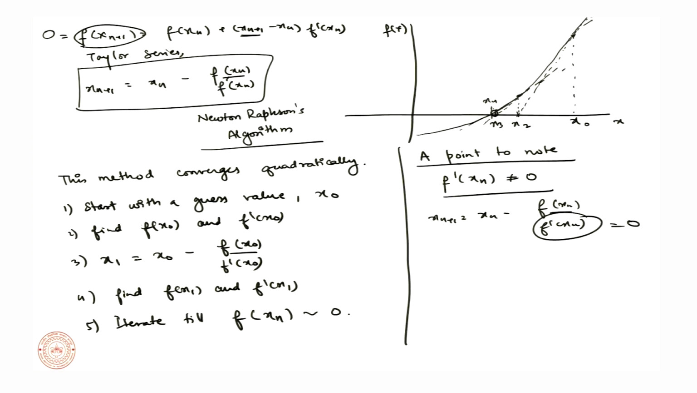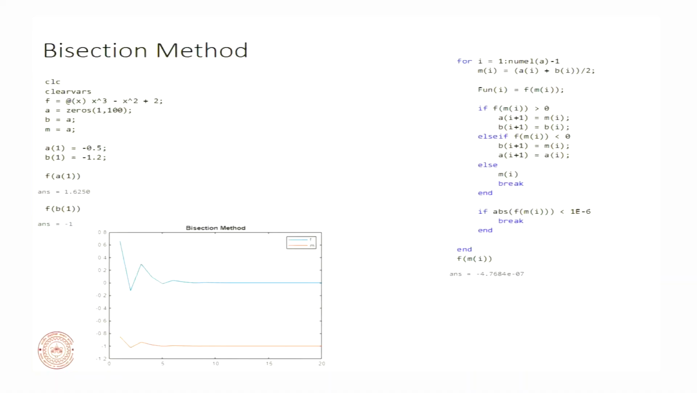So, we have to be very selective about our guess values. For some functions we have to be very careful how we select, because even if the first guess value does not violate the condition that f prime of xn equals 0, the next updated value might give you that answer. So, that is the only issue with Newton iteration. Otherwise, this is one of the fastest algorithms to converge.